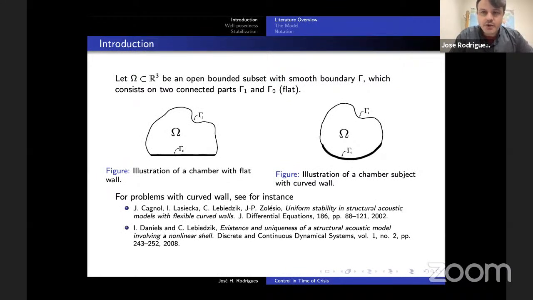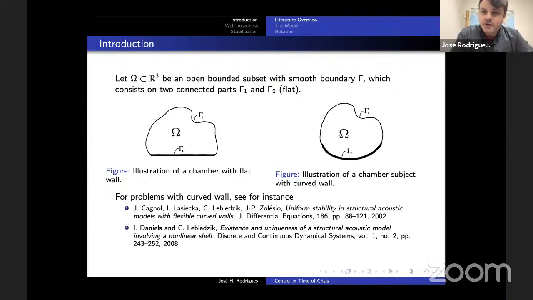As an acoustic environment, we consider a bounded open set in R3, and the boundary is composed of two parts, gamma 1 and gamma naught. The portion gamma 1 is called the hard wall, and the portion gamma naught is called the elastic wall. Here we have two situations: the case in which the elastic wall is flat, and the case in which the elastic walls are curved, also known as shell problems. Our results focus on the case in which the elastic wall is flat.